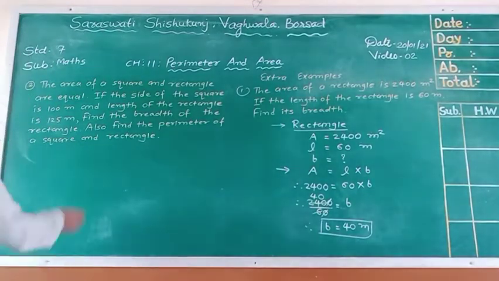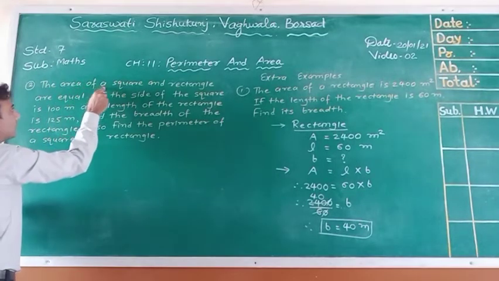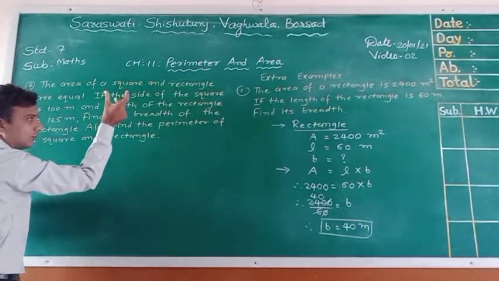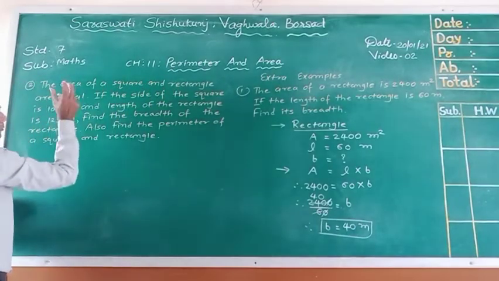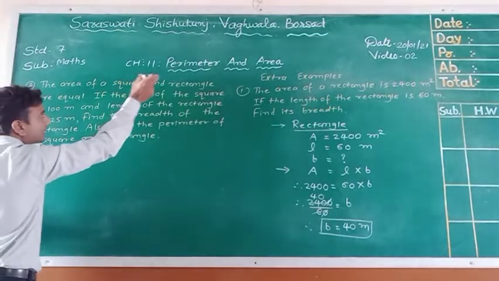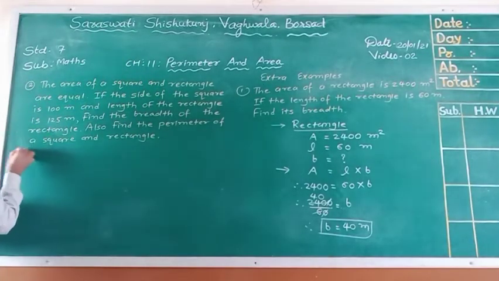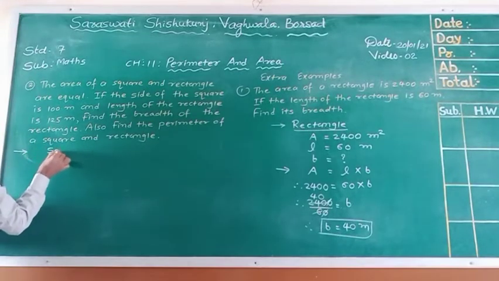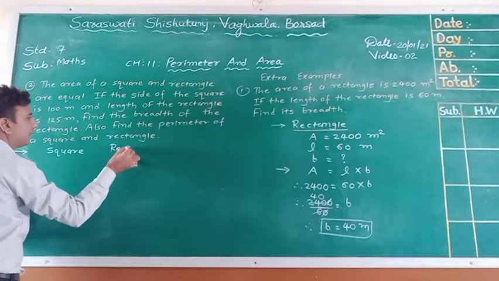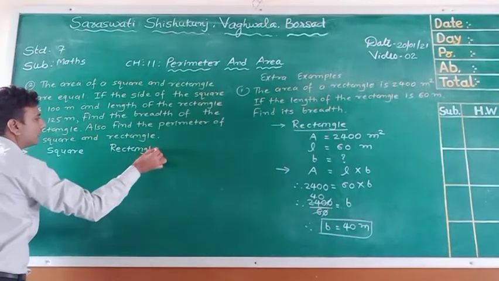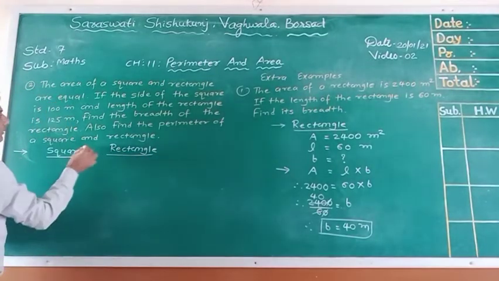Here let's read this question first. The area of a square and a rectangle. So two shapes are given, one is a square, and the second is a rectangle. Are equal. Okay. So here is the square, and the second is the rectangle. This square and this rectangle, both are equal. No problem.